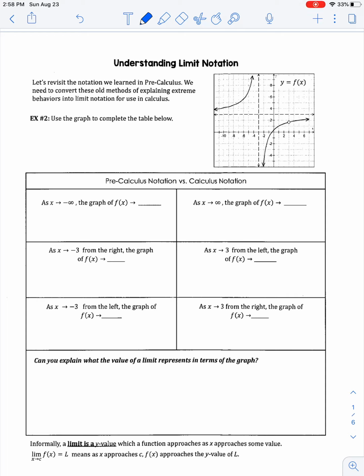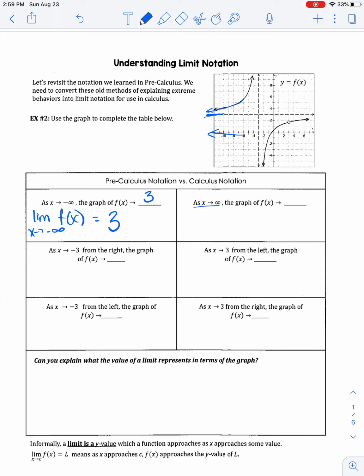So it says, as x approaches -infinity, the graph of f of x approaches. Okay, so as x approaches -infinity, what is the y value that the function is approaching? And it is approaching this asymptote, which is a 3. So the answer here is a 3. But we're going to turn around and write it using a limit. So I'm going to say the limit of f of x as x approaches -infinity is 3.